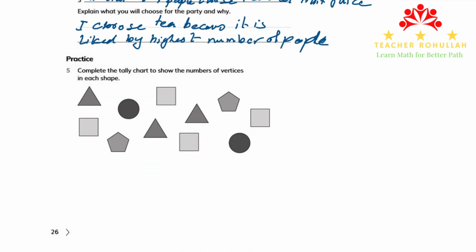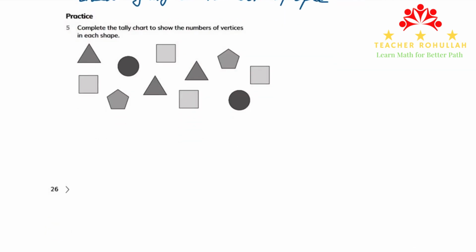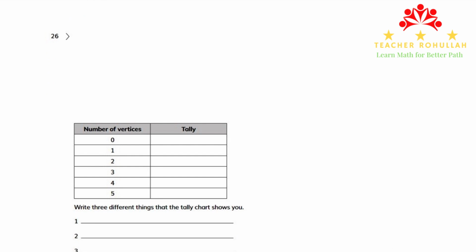In question number 5, it says, complete the tally chart to show the numbers of vertices in each shape. So we have some different types of shapes. We can see triangles, square, pentagon, and circle. So let's scroll down to see the table. Here the tally chart is asking us to record the number of shapes that have 0 to 5 vertices. So there are 2 shapes that have 0 vertices because there are 2 circles. Circles do not have any vertices. So I can write 2 shapes do not have any vertices.